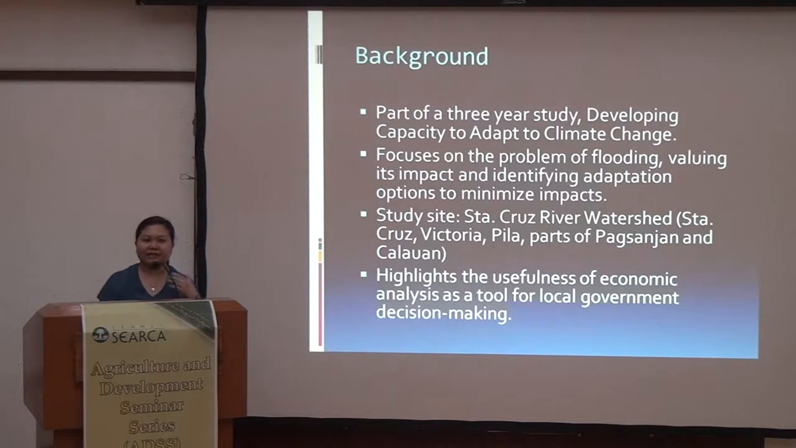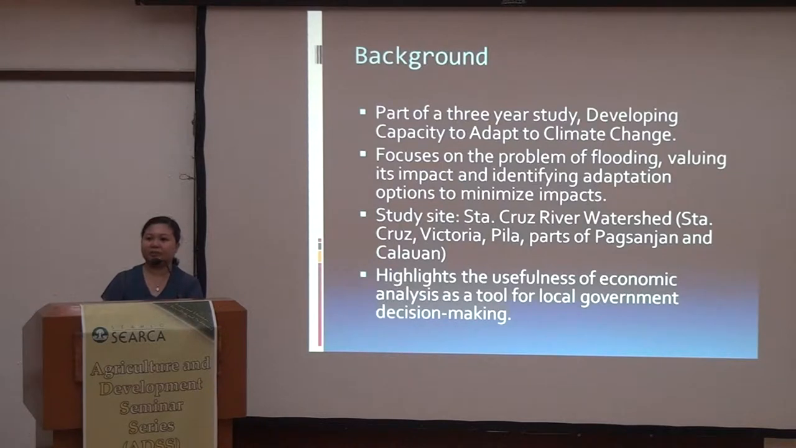For the second year, what we actually did was use our insights and results from the year one project to identify possible adaptation options, which we subjected to economic analysis. The focus is on the problem of flooding, valuing its impact, and identifying the adaptation options that could minimize these impacts. The study site is now more narrowed down.